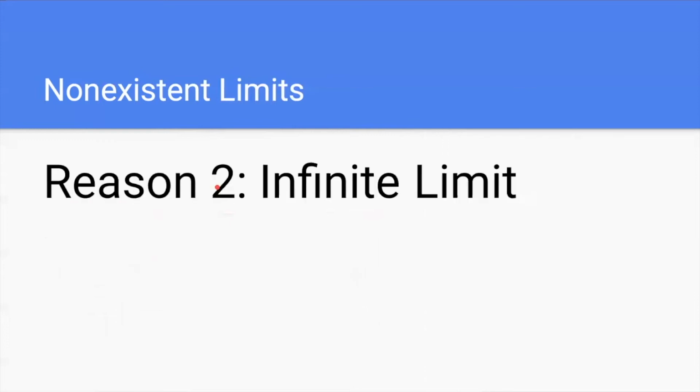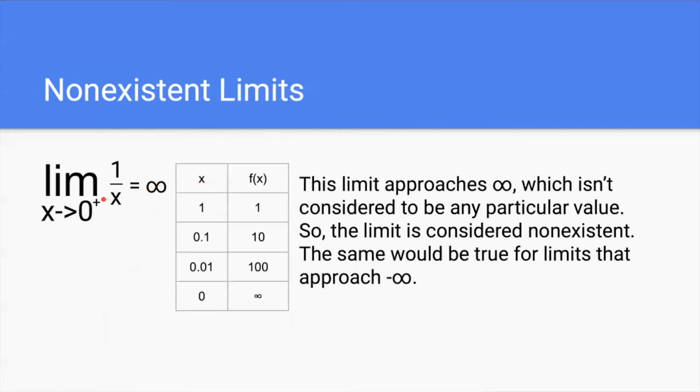All right, the second reason for limits to not exist is infinite limits. So take the example, the limit as x approaches 0 from the positive side of 1 over x. And you can see from this table that as you approach 0, f of x gets higher and higher, and eventually it's going to get to infinity. And infinity is not considered to be any particular value. So that means that this limit does not exist.